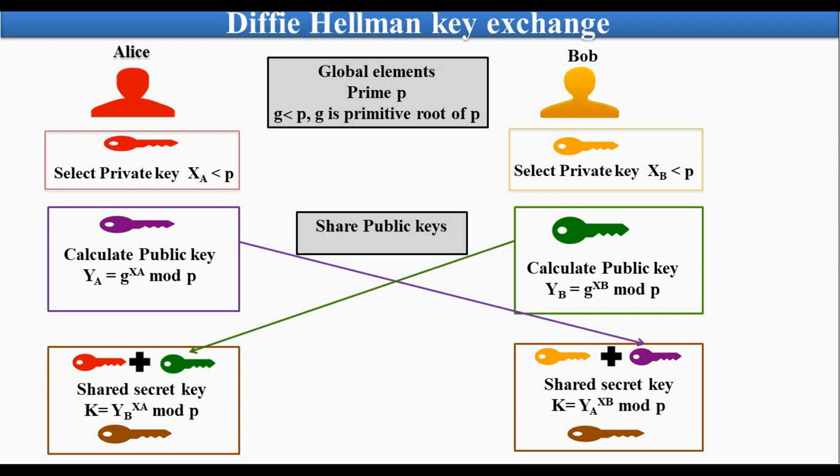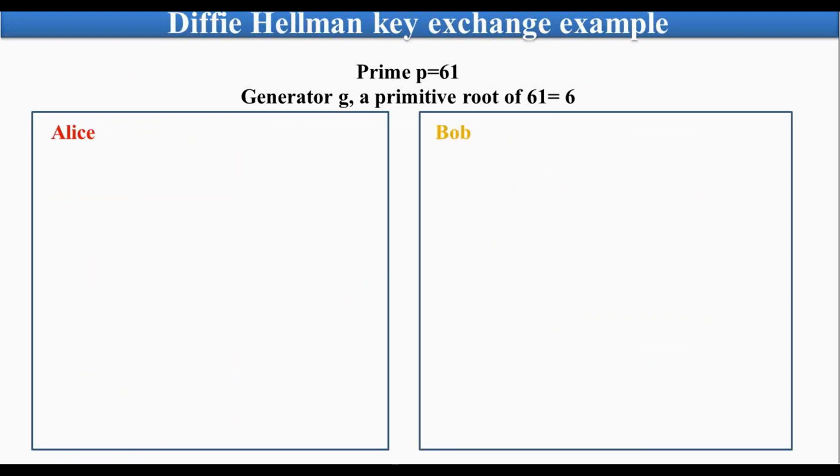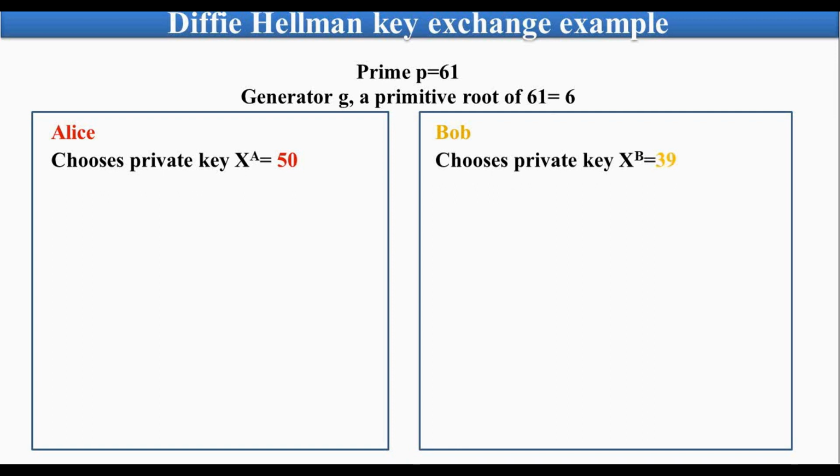So now we can see this with a simple example. I am choosing a very small prime number 61 and the primitive root is calculated. 61's primitive root is 6. So now Alice and Bob, they will do their own calculations now. Alice will select a private key, say 50. It should be less than the prime number 61. That's it. Bob selects a private key, XB is 39. Now calculating the public key, G power XA mod P.